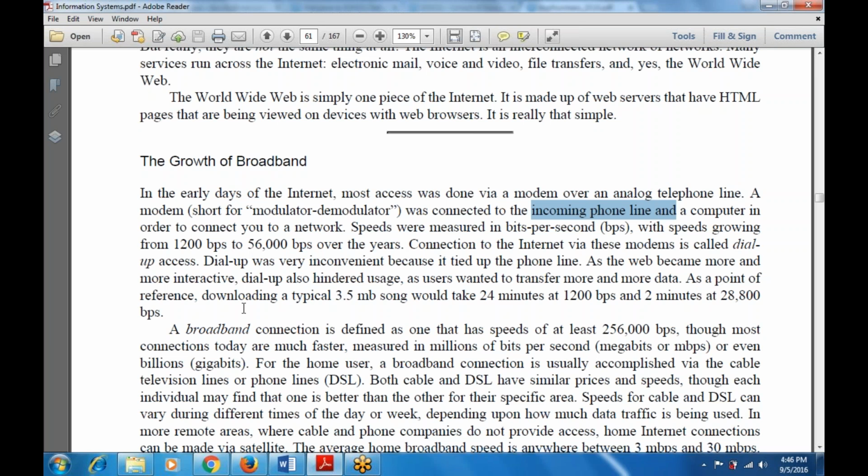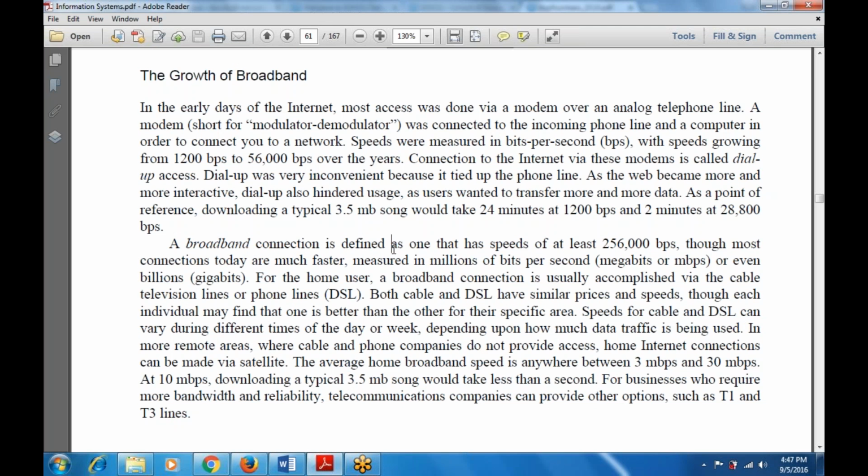And as the web becomes more and more interactive, dial-up also hinders usage as the user wants to transfer more and more data. As a point of reference, downloading a typical 3.5 MB song would take 24 minutes and 2 minutes. A broadband connection is defined as one that has a speed of at least 256,000 bps, through most connections today. That is far better, in millions of bits per second. So whenever I want to use the internet, that is available, it is used in gigabytes.